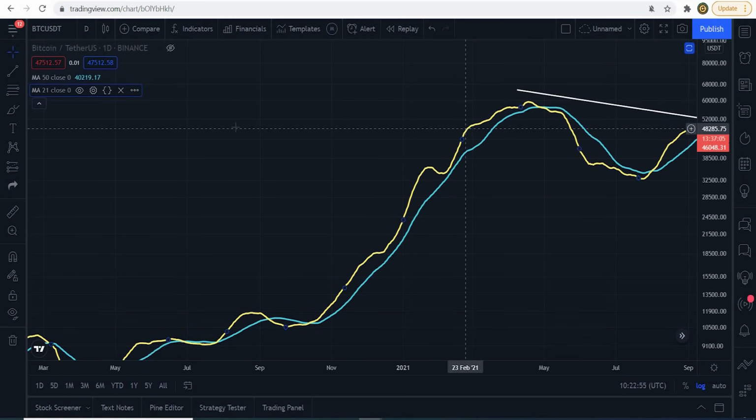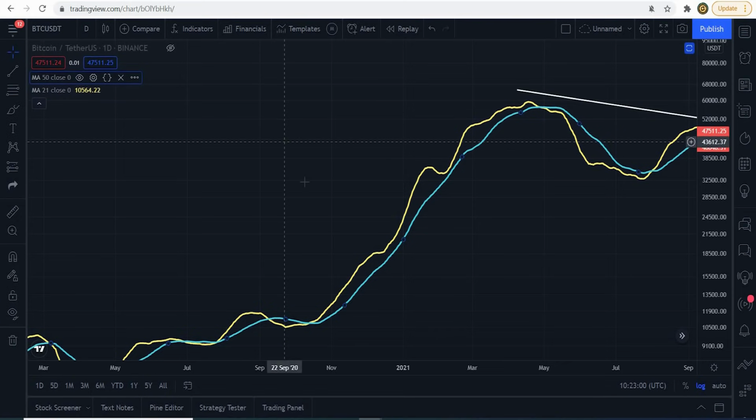Why is that not opening up? Hold on a minute. Here, look, over here, it's highlighted. 21 over here, and then the 50 is the blue one.